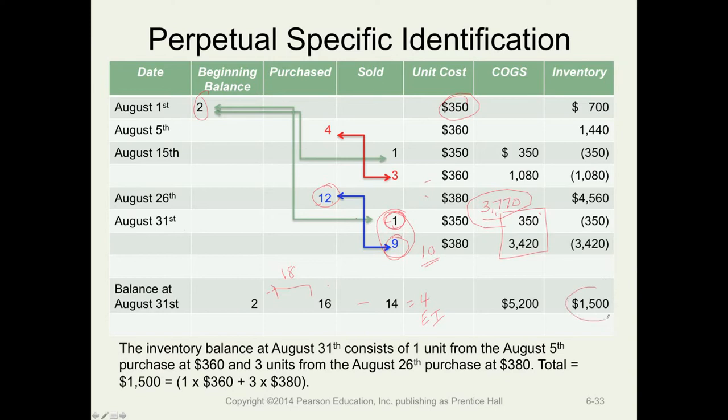Well, we know there's a total here of 1,500. So what makes up the ending inventory? Well, the ending inventory will be 4 units. Well, there's 1 unit left here because you know you had 4, you sold 3. So there's 1 unit left there at $360. And we sold 9 out of the August 26th purchase, so there's 3 left, and that's going to be at $380.